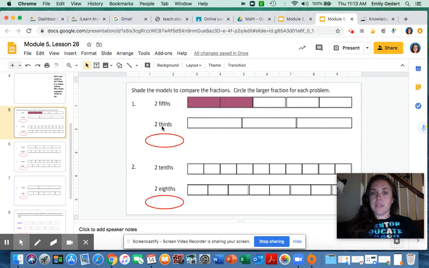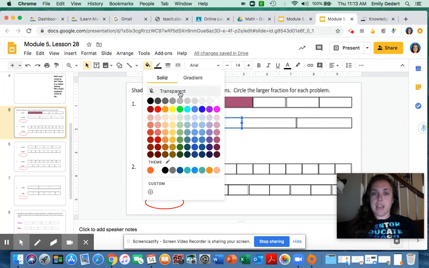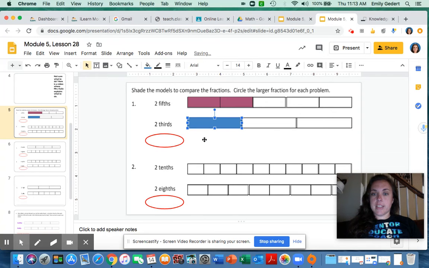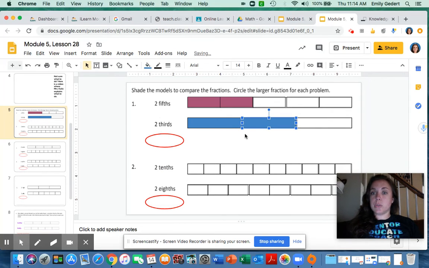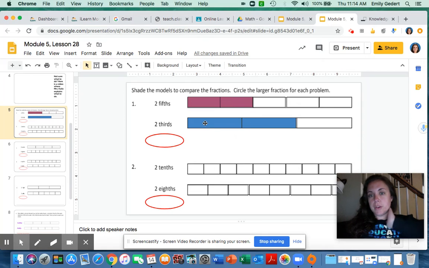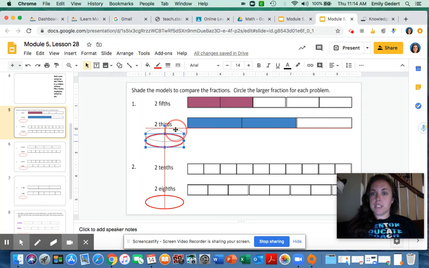Then down here, you need to shade in 2/3. So you're going to grab the part you want to shade in. I would use a different color for this. Okay. And then we need to do that 2 times because it says 2/3. Then you need to look at the picture. Which of these has more color to it? This kind of pinkish one or the blue? The blue is definitely longer, therefore 2/3 is the larger fraction.